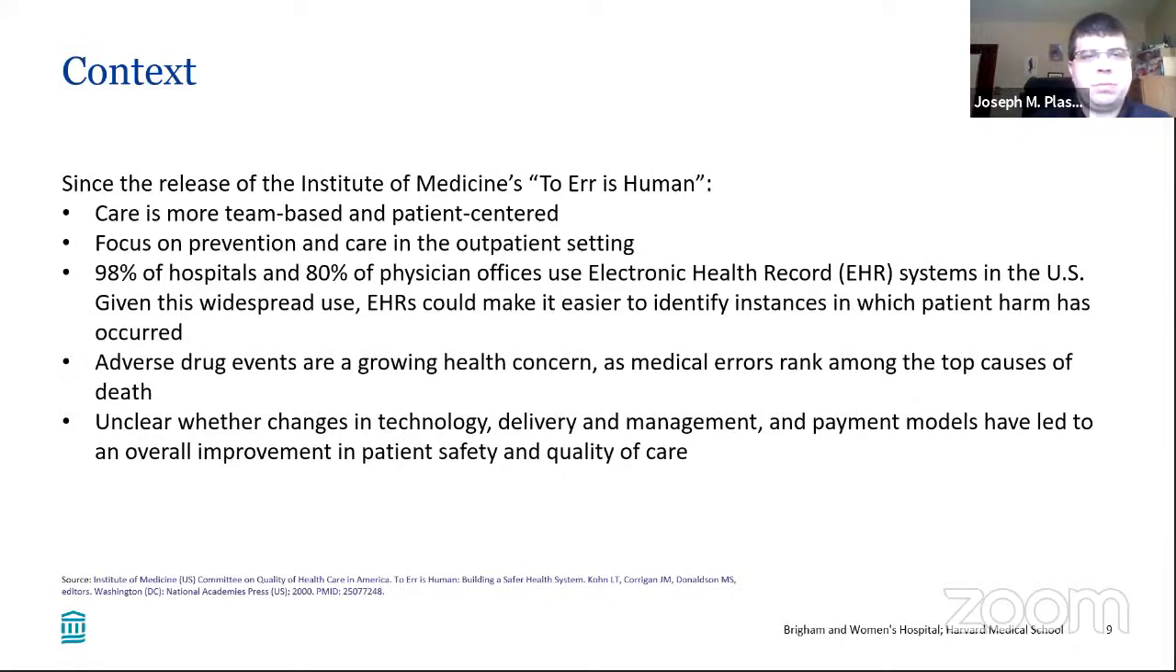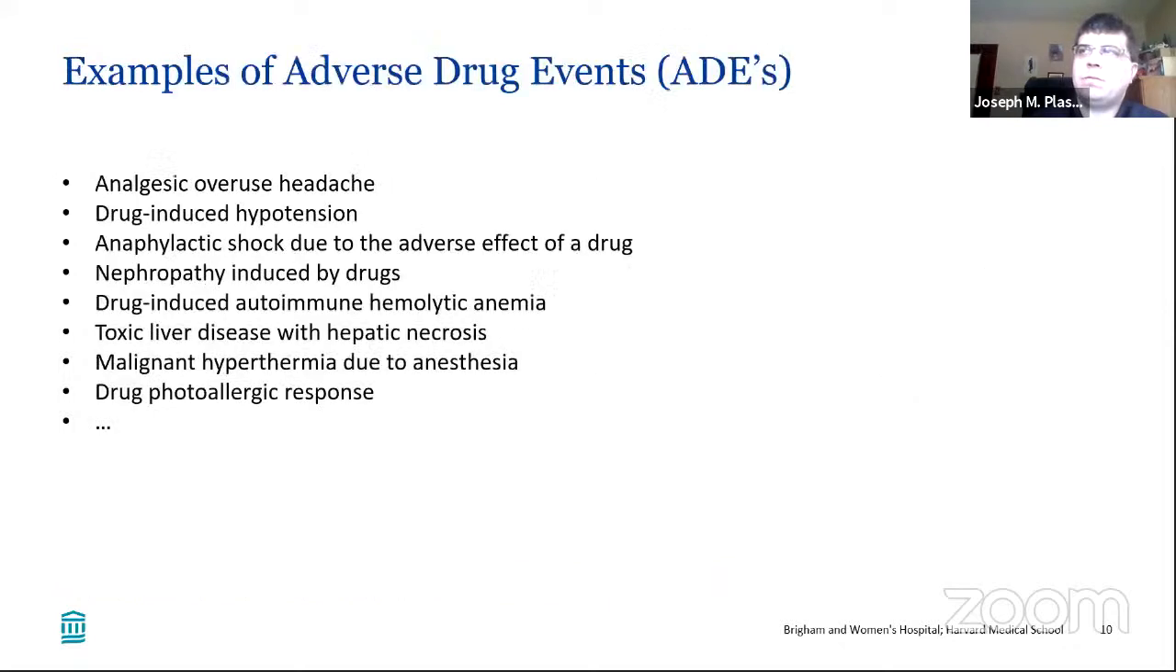medical errors rank among the top causes of death. As a growing health concern, identifying adverse drug events can lead to improvements in patient safety and quality of care. Still, it's unclear whether changes in technology, delivery and management, and payment models have led to an overall improvement in patient safety and quality of care over the last two decades. Here are some examples of what we're talking about in terms of adverse drug events. For example, analgesic overuse headaches, drug-induced hypertension, anaphylactic shock due to the adverse effect of a drug, and several others here.